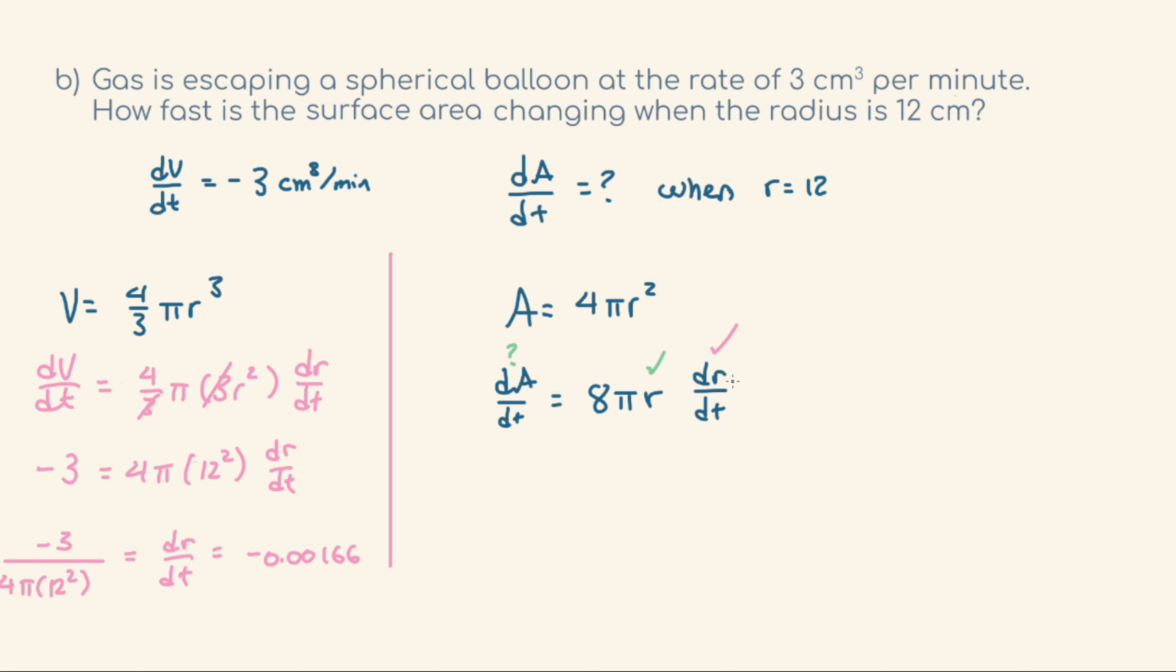We just have to plug these two things in, this r equals 12 and this dr over dt equals negative 0.00166. And that's going to give you your dA over dt, okay? So dA over dt is equal to 8 times pi times 12 times negative 0.00166. Okay, and that's going to come out to approximately negative 0.5. And your units here are centimeters squared per minute.